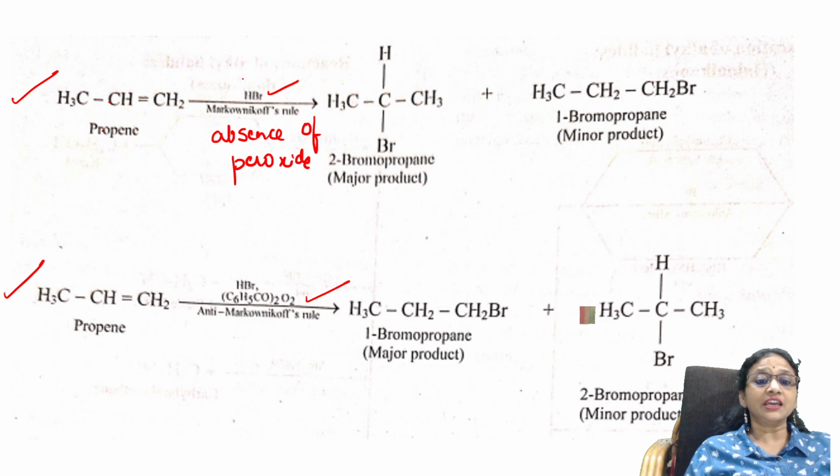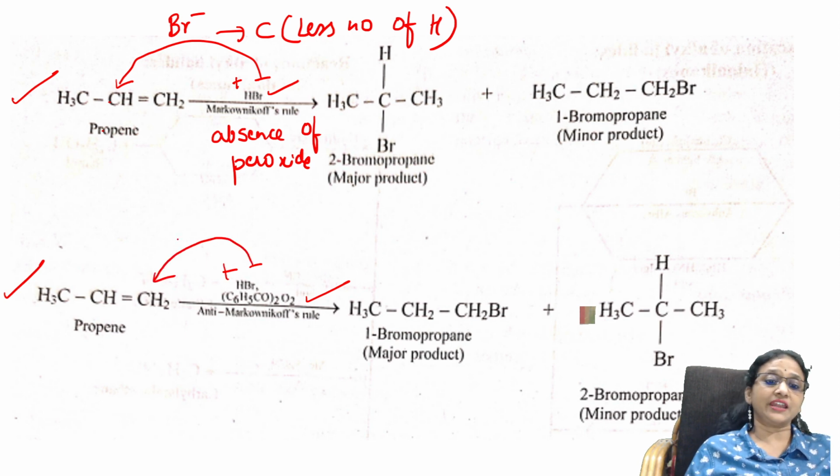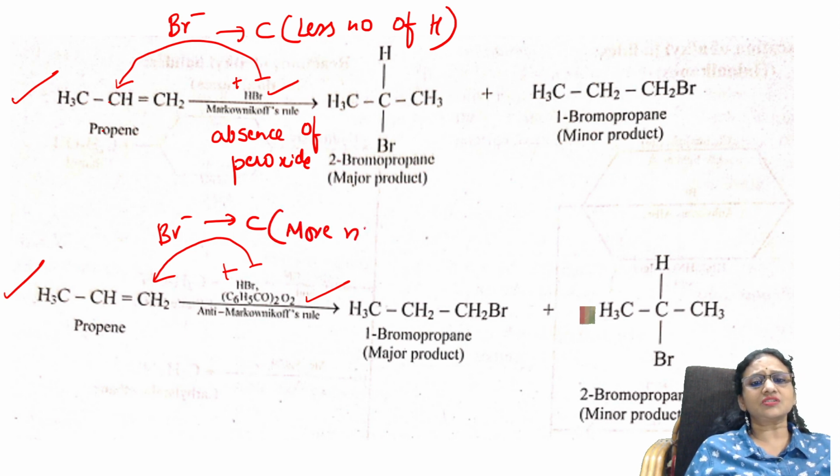Remember, here you have a positive sign, here you have a negative sign. The negative addendum goes and adds to the carbon having less number of hydrogens. This is the rule. Anti-Markovnikov rule is different. The negative addendum goes to the carbon having more number of hydrogens. Br goes to the carbon having more number of hydrogens. That's all. Easy, isn't it, students?